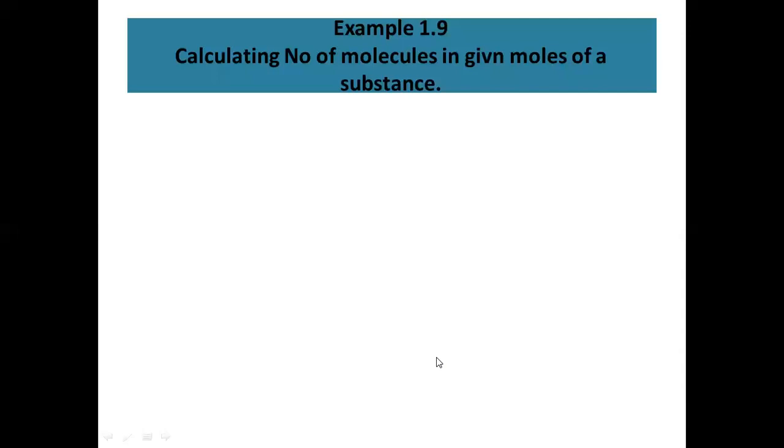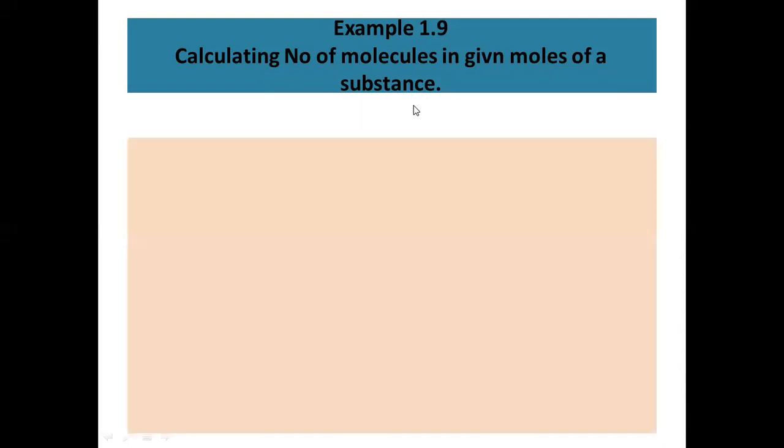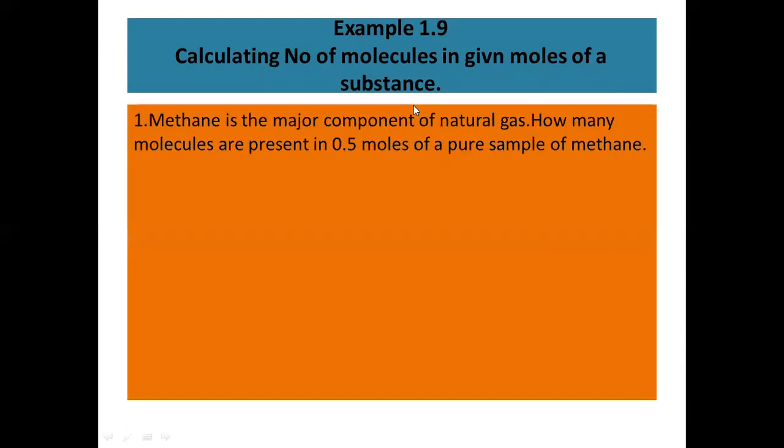Example 1.9, calculating the number of molecules in given moles of a substance. In this case, moles are given and we have to find out the number of molecules. Methane is a major component of natural gas. How many molecules are present in 0.5 moles of a pure sample of methane? It's very easy. Data given is moles of methane: 0.5 moles. Number of molecules we have to find out.